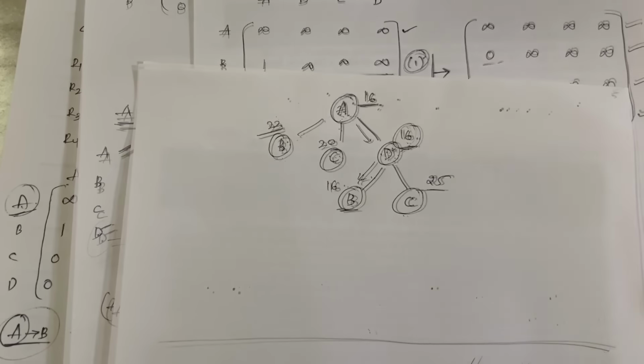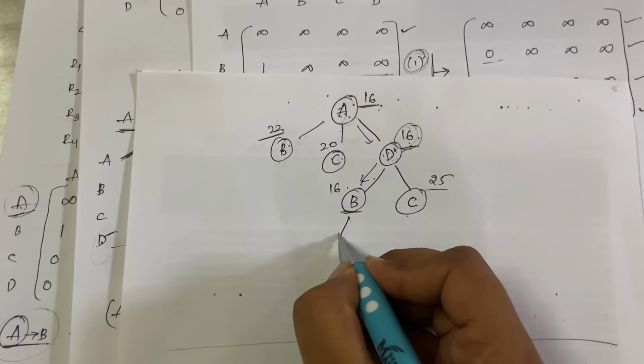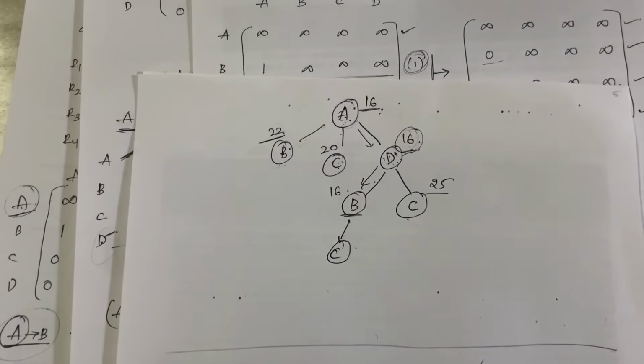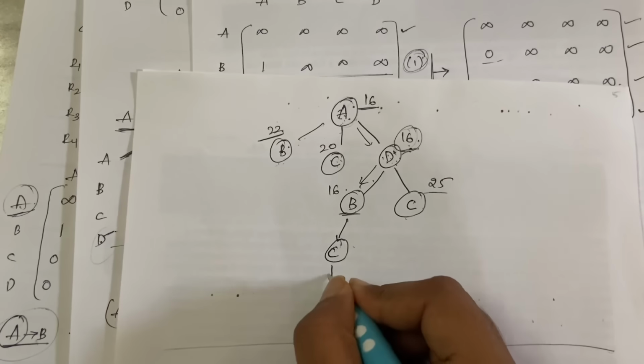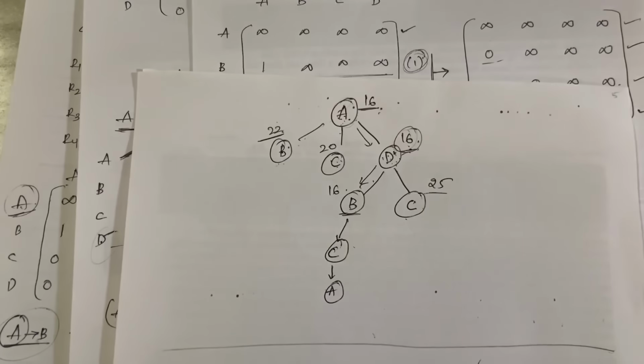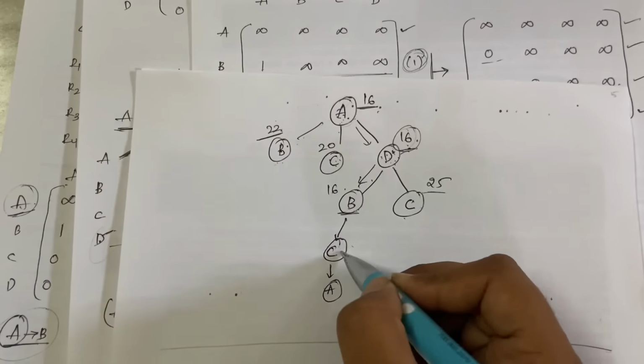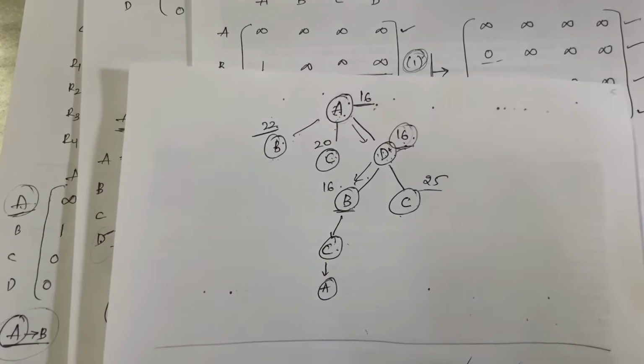Got it? From B, where will you go next? You will obviously go to C. You need not calculate the cost also to determine where to go next. But let's calculate the cost for this also. Why? Because if your goal is just to determine the path, then this will be enough. He will go to C and from C, he will go to A. But your job is also to determine the cost. So how much cost will it take to go from B to C? That also you have to calculate.